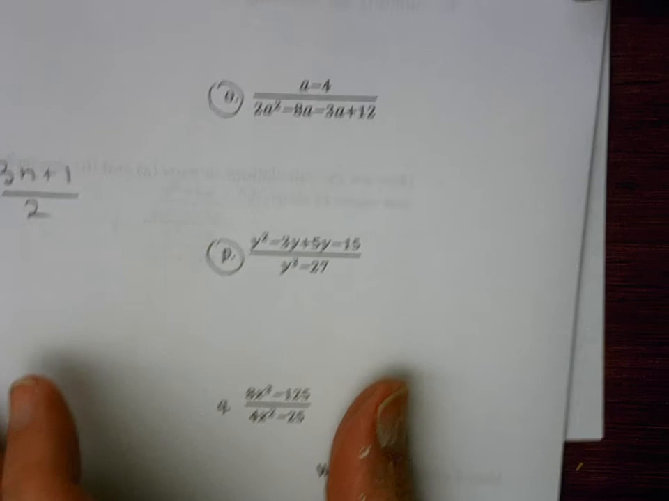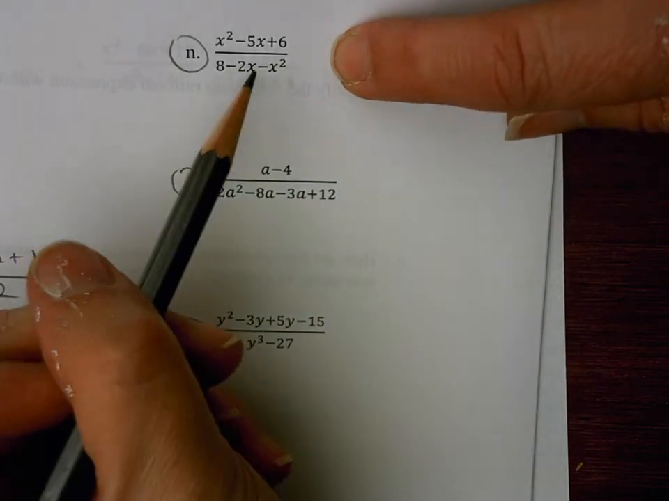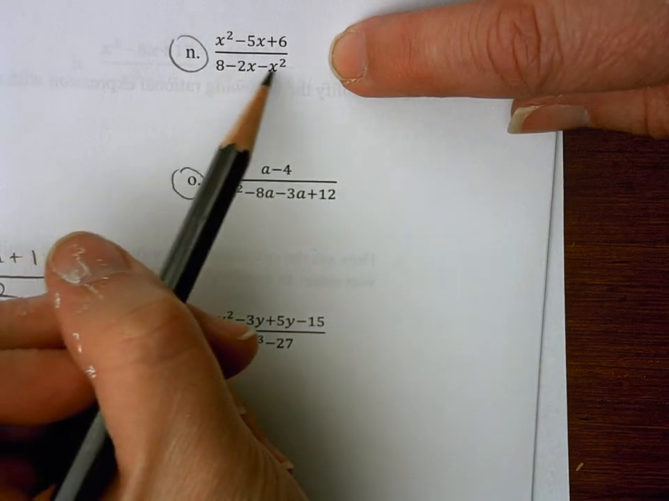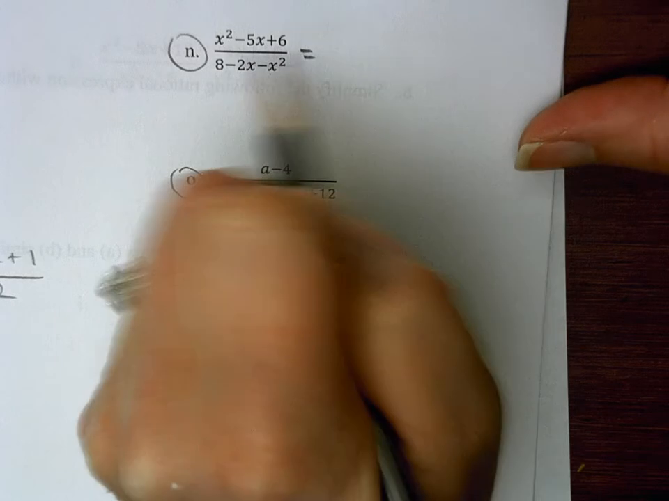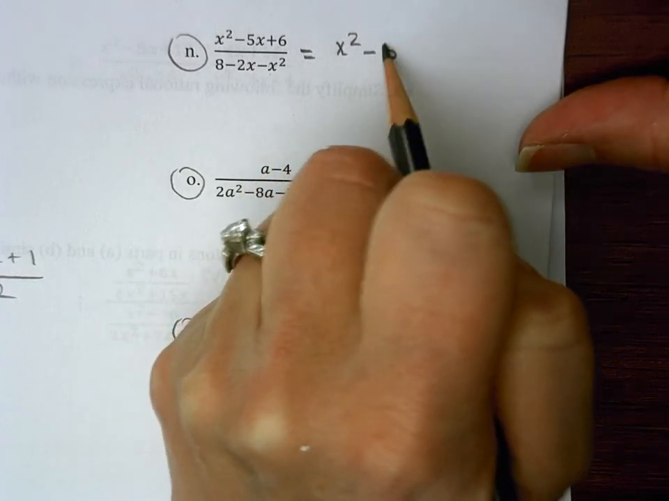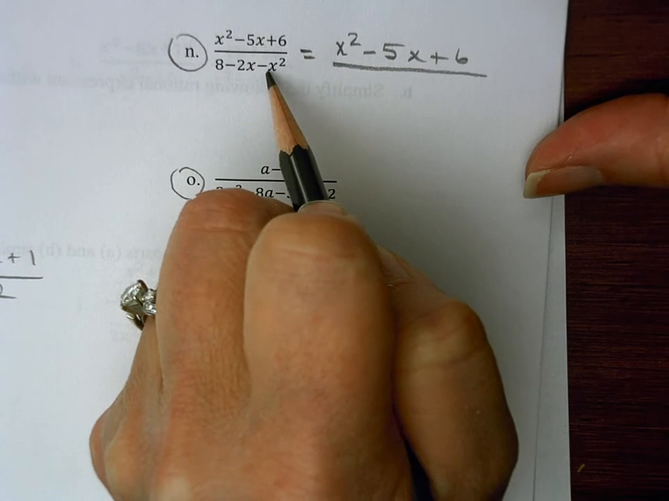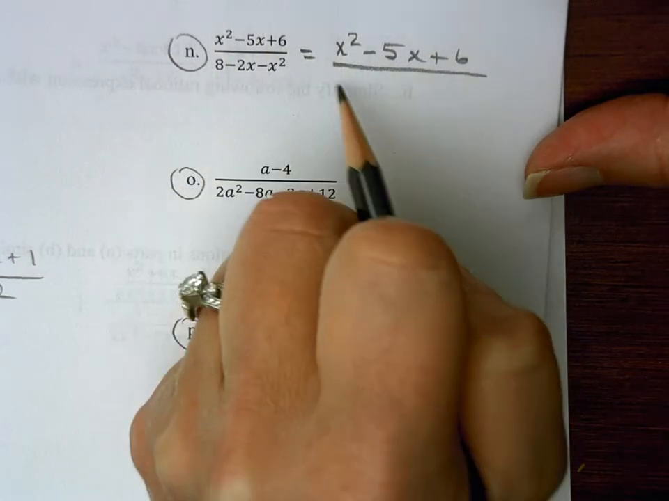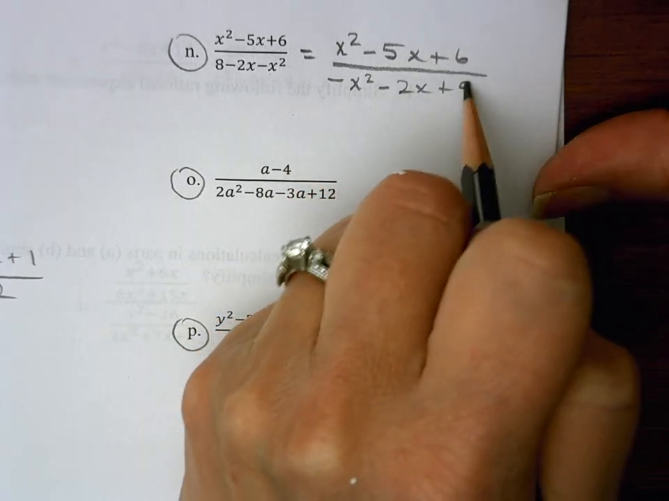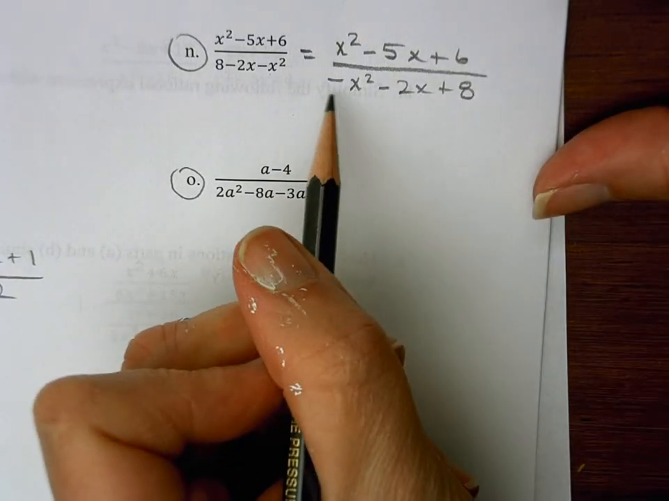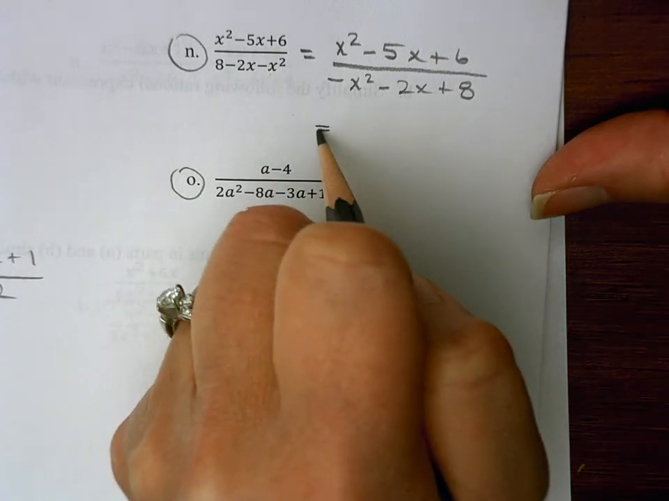Okay, let's take a look at n. For this one, the first thing I see is that this is all turned around, right? And I have x squared negative, so I want to go ahead and fix that. I'm going to take the negative out and rearrange this. So this is really negative x squared, negative 2x, and positive 8. But I don't want a negative here, so I'm going to factor out that negative.